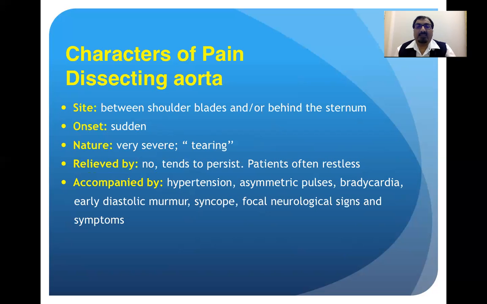There could be a syncope. Sometimes it is also having some focal neurological signs like seizures. I remember one patient in which we could not make a diagnosis in the early phase, and then it was only the MRI scan which could produce the diagnosis of dissection of aorta. So the condition is very dangerous, and if not treated properly, it may prove fatal.